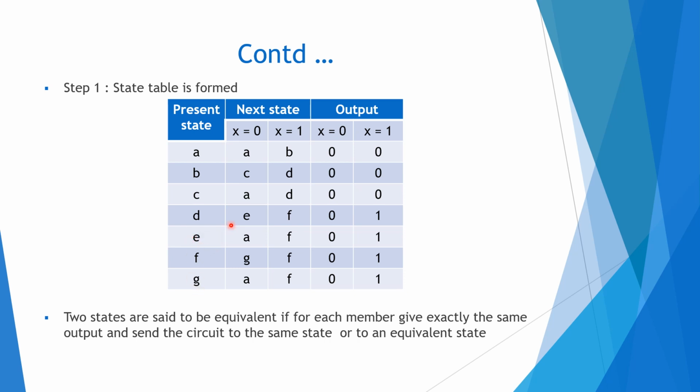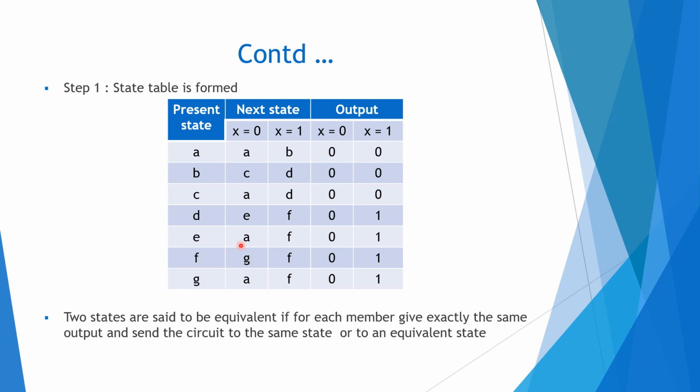And again, here you can see D and F, E and G. We have found out that they are equivalent. Again, they lead to the same outputs, so we can reduce these two states to 1. Here there's a statement: two states are said to be equivalent if for each member of the input set they give exactly the same output and send the circuit to the same state or to an equivalent state.